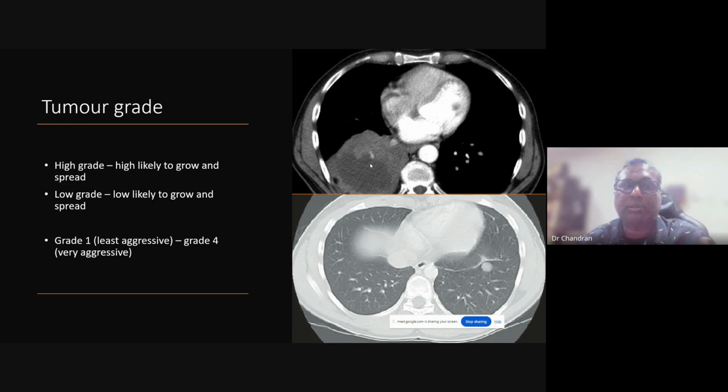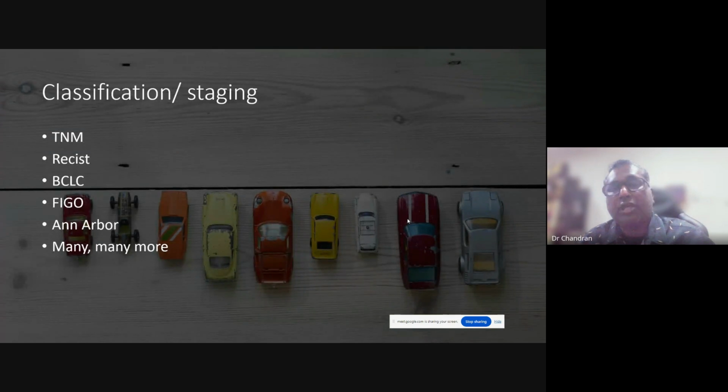So that's how we come back with the gradings of the tumor. Of course, we also have an idea when we do biopsy of certain tumors, based on the nature of the tumor, we can say they belong to high grade or low grade. Okay. But when you talk about tumor staging, then it's completely different.